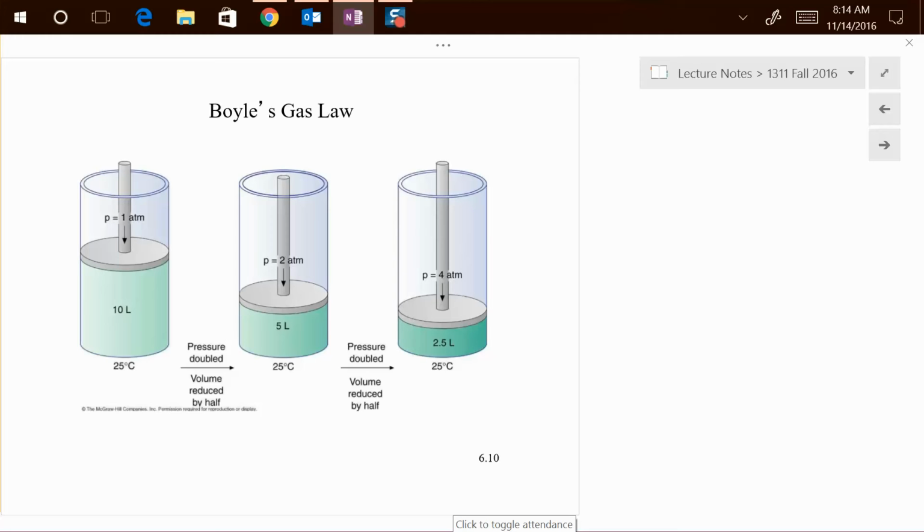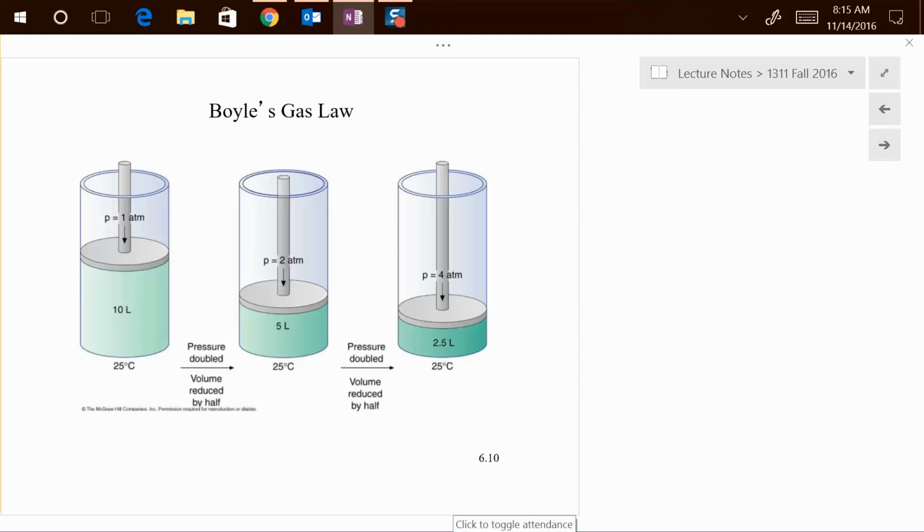Here you can see this is 1 atmosphere pressure out here. The volume of this gas is 10 liters at 1 atmosphere pressure. So the inside pressure and the outside pressure are the same. That's why this piston will stop moving, because 1 atmosphere pressure is pushing down and 1 atmosphere pressure is pushing up. As those two pressures become the same, it stops moving, and it's 10 liters.